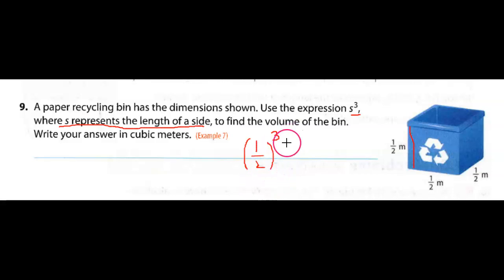And remember, when I have 1/2 to the 3rd power, that's the same as 1/2 times 1/2 times 1/2. So if you figure this out, you'll have your answer. And remember, when you're talking units, it's going to be meters cubed. So what is 1 times 1 times 1? Well, that just equals 1. And what's 2 times 2 times 2? So figure that out, you'll have your answer for number 9.